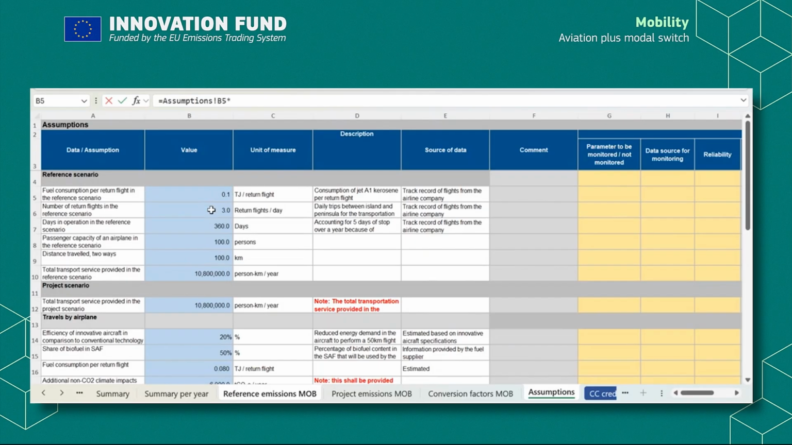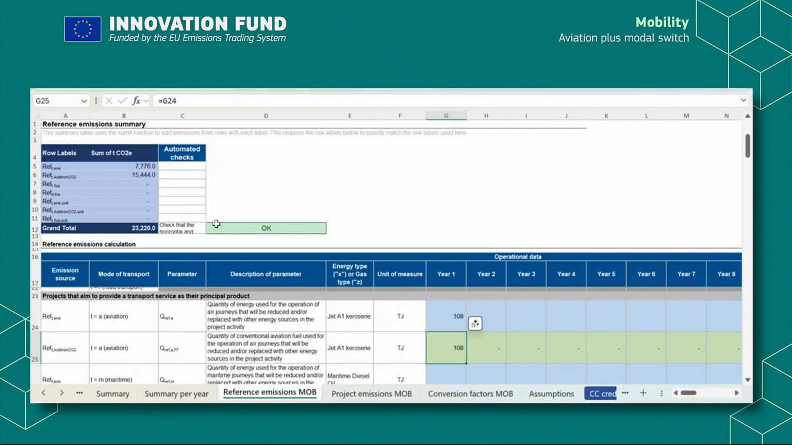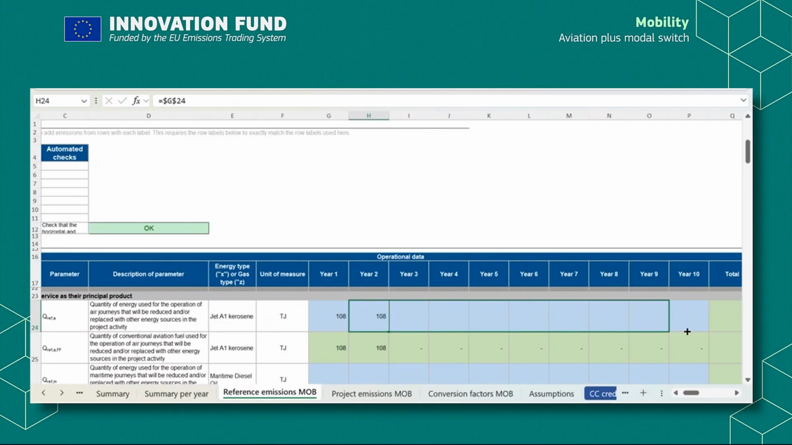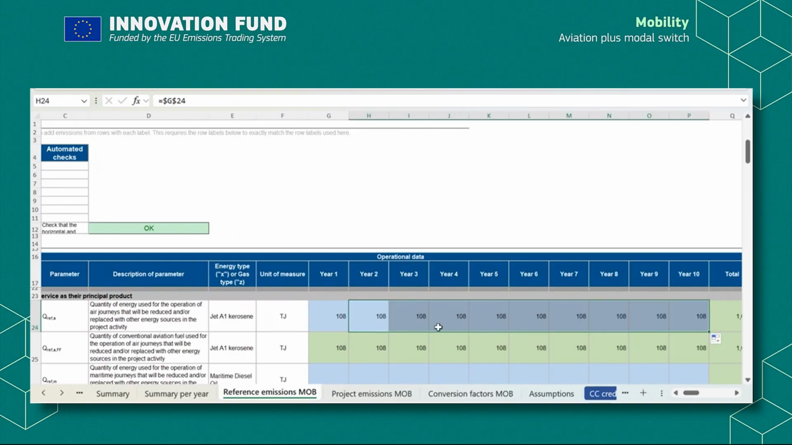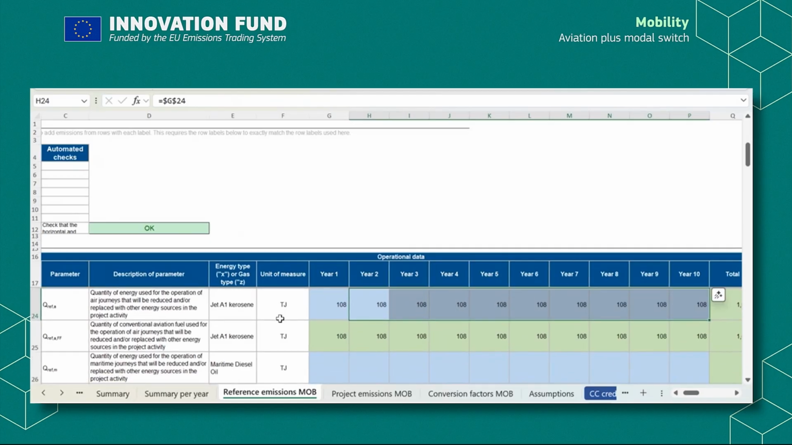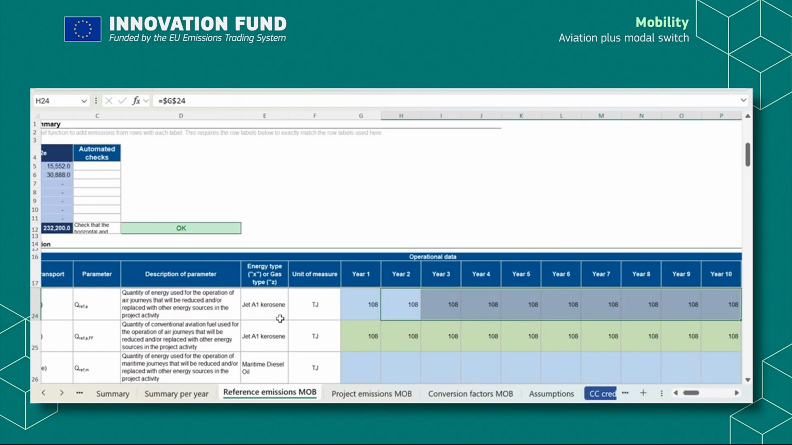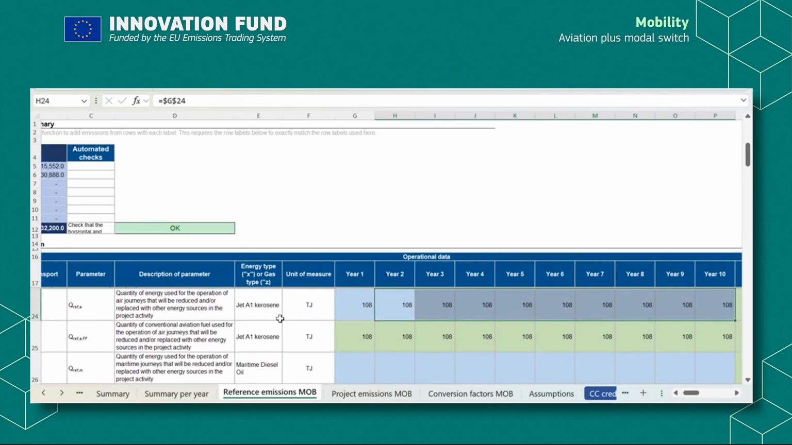times the number of return flights per day, which is 3, times the number of operation days in the year, which is 360. In this example, we will assume these operational characteristics will not change over the years. Therefore, I will replicate the annual energy consumption for the other years. A calculator filled clearly and correctly will facilitate evaluators' review of your project. Please always link calculations with the values in the Assumptions tab, if possible.